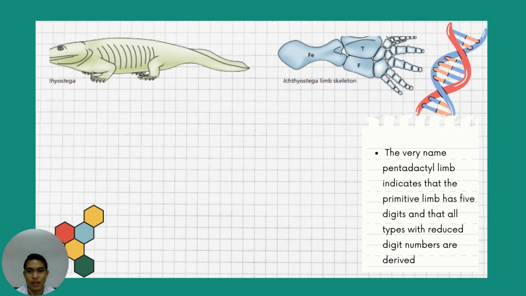One of the most obvious features of the modern tetrapod limbs is that the number of digits very rarely exceeds 5. The very name pentadactyl limb indicates that the primitive limb has 5 digits, from the word penta, and that all types with reduced digits are derived. It has been speculated that there is a developmental constraint preventing more than 5 digits because this is the number of Hox-G genes available to create distinctions between the digit territories.